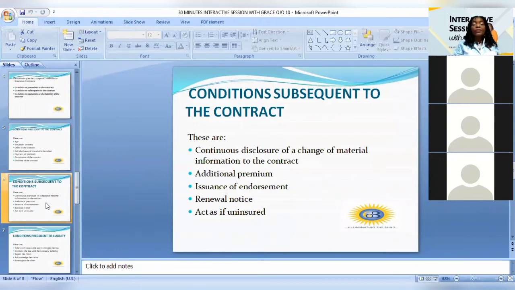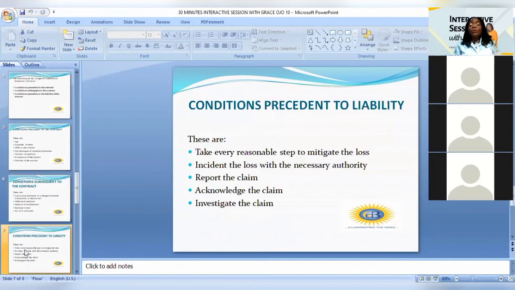Yes, we can. Okay, so this is the one I have run through, the conditions subsequent to the contract: the continuous disclosure of a change of material information, additional premium, issuance of endorsement, renewal notice, and acting as if uninsured. The third stage of the condition, which I want to look at together, is conditions precedent to liability.